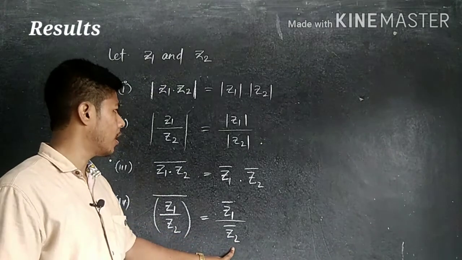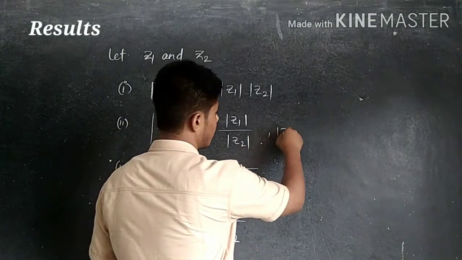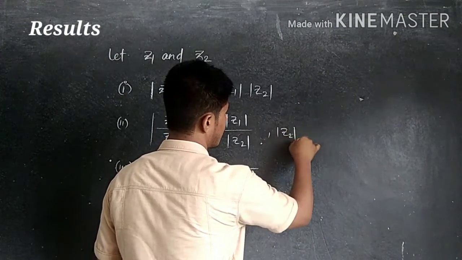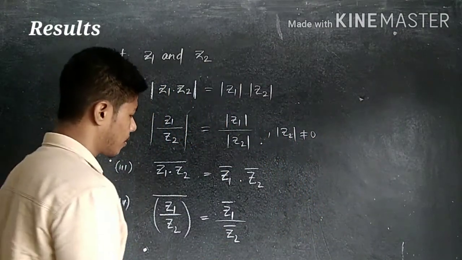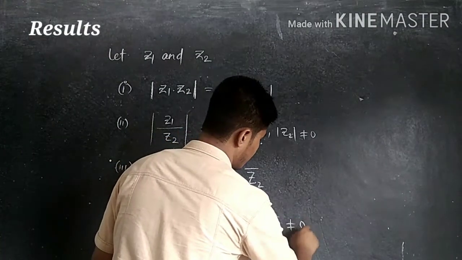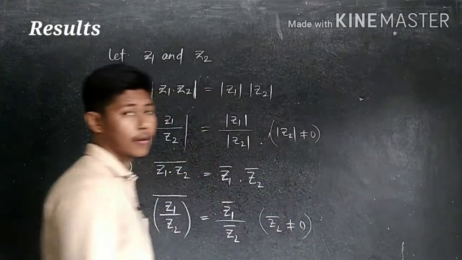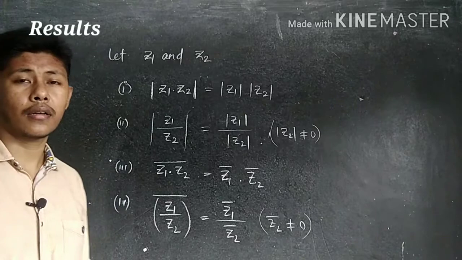Remember here Z2 bar is not equal to 0, and here modulus of Z2 is not equal to 0. Clear? Modulus of Z2 is not equal to 0, otherwise it becomes undefined. Similarly here Z2 bar is not equal to 0. Is it clear? So these results are very important, and these four results we have to use later on. Is it clear?